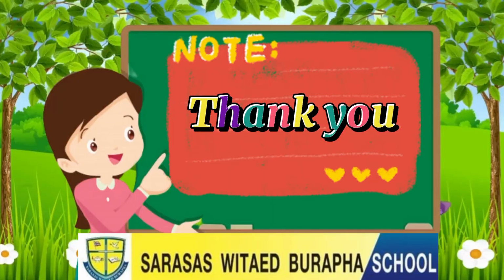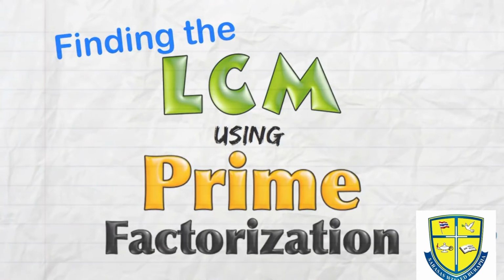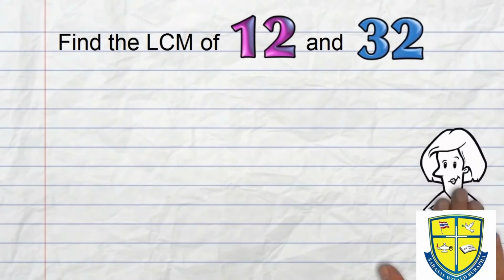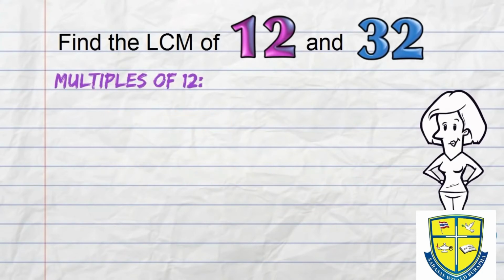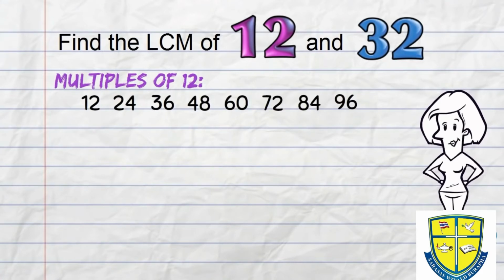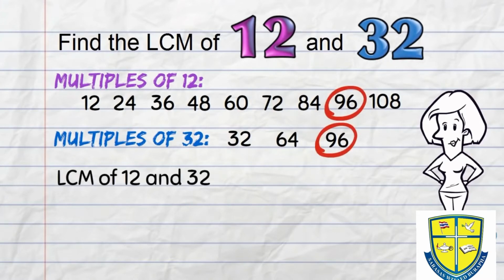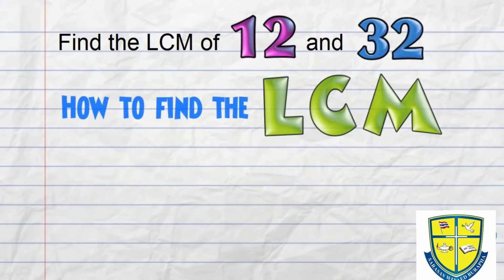Finding the LCM using prime factorization. If we have to find the LCM of 12 and 32, we can list some multiples and find the smallest value common to both numbers. Multiples of 12: 12, 24, 36, 48, 60, 72, 84, 96, 108. And for 32: 32, 64 and 96. The LCM is 96.